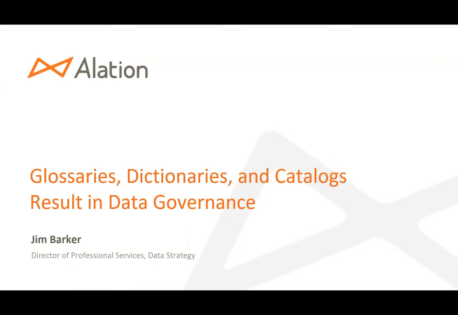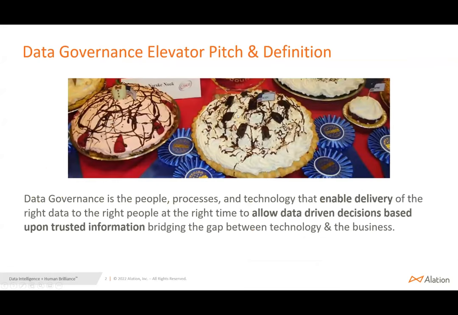Sorry, a little technical difficulties. All right, so when I'm talking about data governance, I always start with a standard definition that we use to align our sales, services, product, marketing, et cetera. It's something that's been built out over time, and it really helps us stay aligned in our data governance activities. It's the people, process, technology that enable delivery of the right data to the right people at the right time, to allow data-driven decisions based upon trusted information, bridging the gap between technology and the business, right?